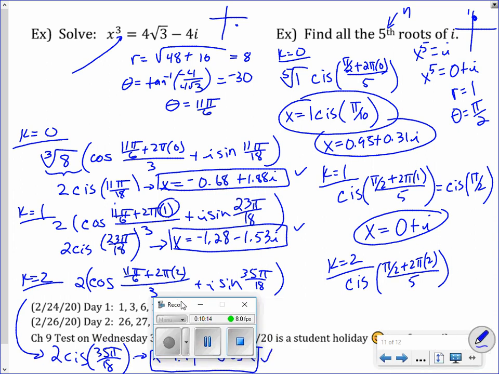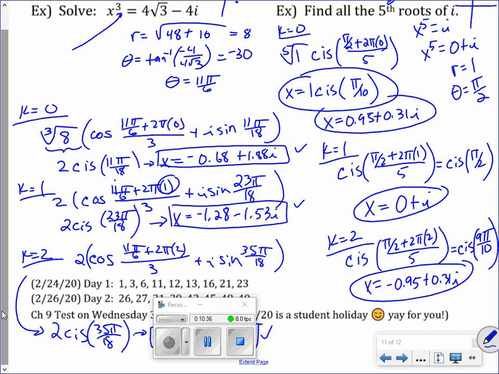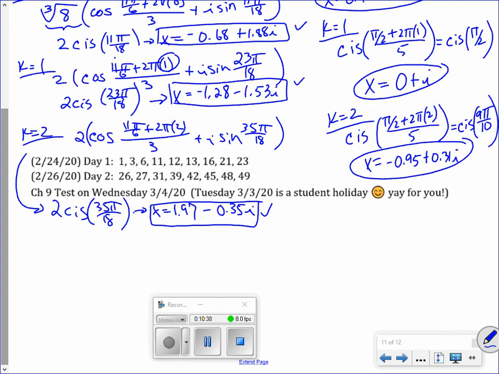Over here I have cis of 9 pi over 10. So you type in cosine of 9 pi over 10 and sine of 9 pi over 10, and you end up getting negative 0.95 plus 0.31i. So you can start to see some of the answers are similar, but not perfect. There's a pattern, but not really.